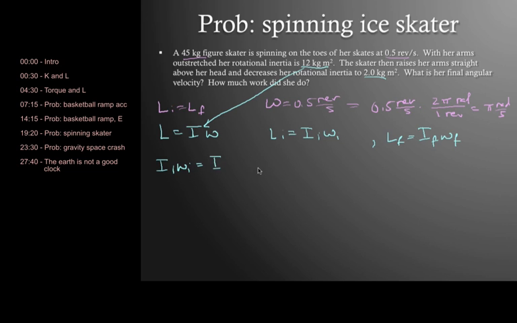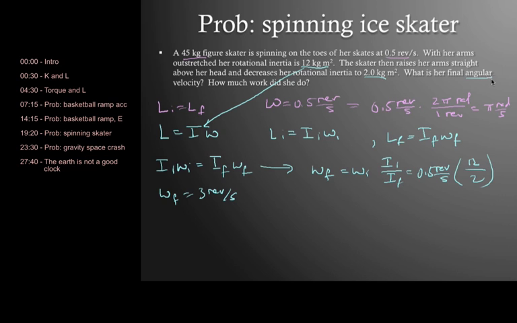Because there's no net torque on the system. So then omega final is going to be omega initial times I initial, the moment of inertia initial, divided by the moment of inertia final. So then, well, we can keep this in revolutions per second. And then now this is a ratio of her moment of inertia. The initial was 12, and then the final was 2. So this is 6. So omega final is going to be 3 revolutions per second.